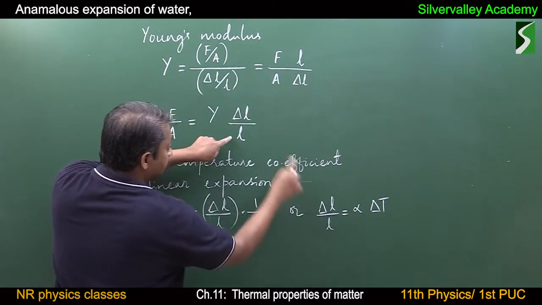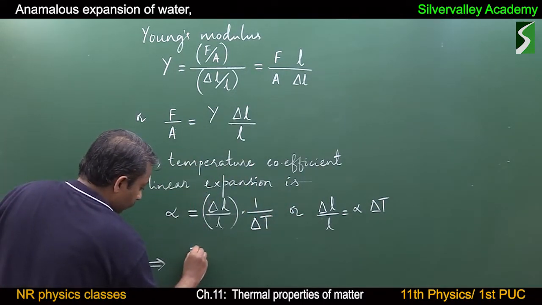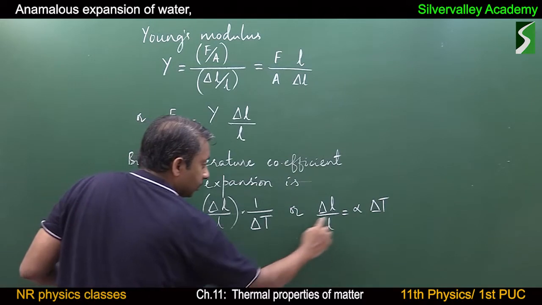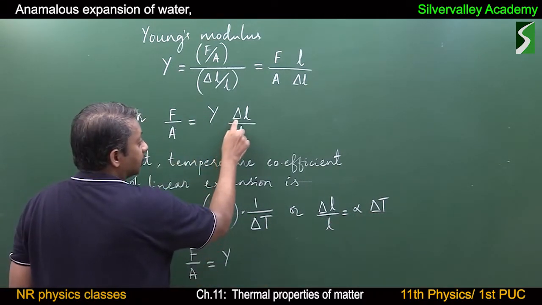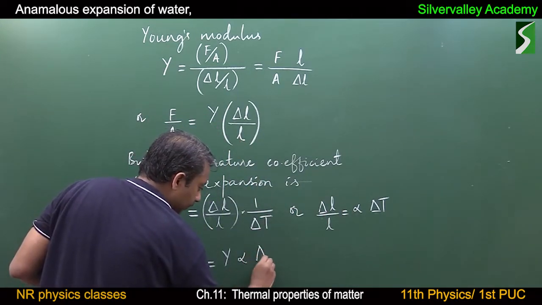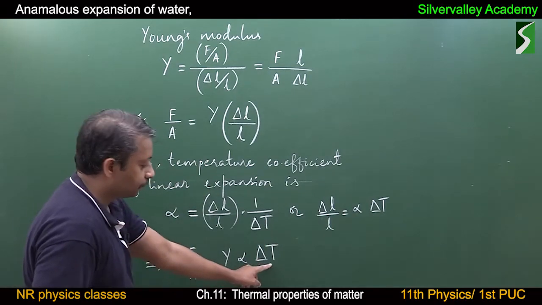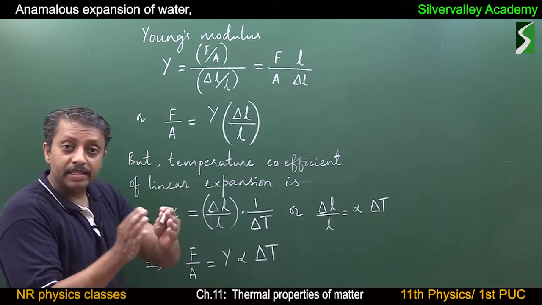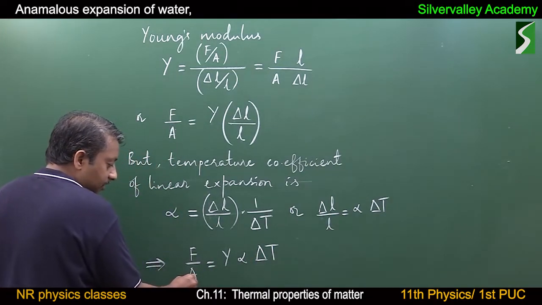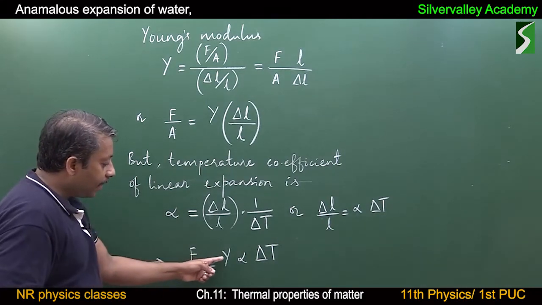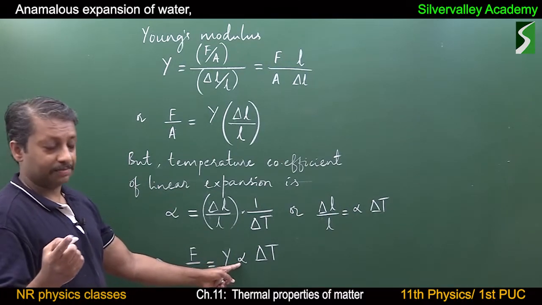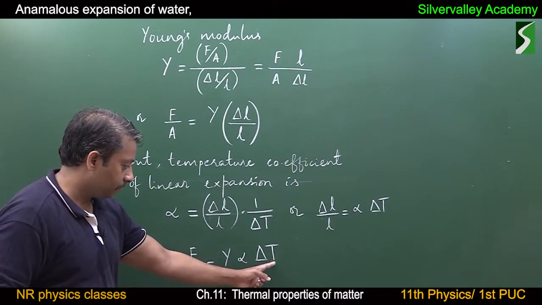Now let me substitute this in this. Thermal stress, force by area, equals Young's modulus into alpha delta T. So in place of delta L by L, let me write alpha delta T. Delta T is change in temperature, for example 4 degree rise in temperature, 10 degrees change in temperature. So that difference is this. This is thermal stress. So thermal stress depends on Young's modulus of the material, on the temperature coefficient of linear expansion, and also on the temperature difference.